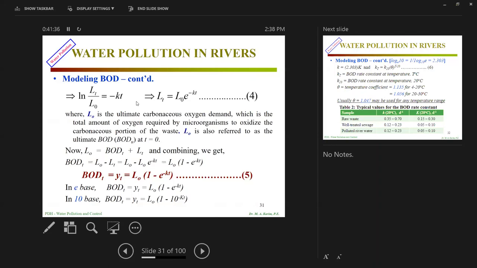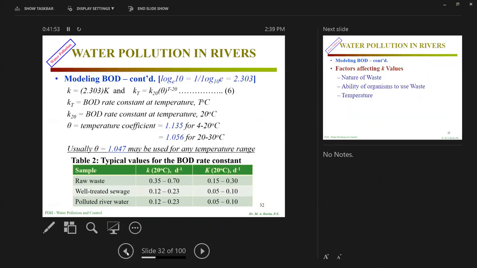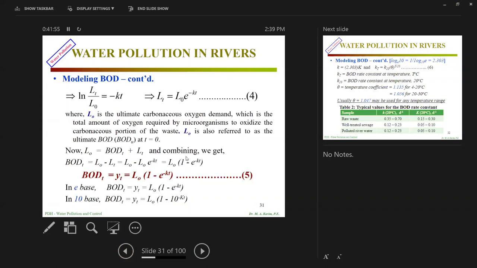How many unknowns do we have in this equation? Number one is the BOD at any time. If I know the 5-day BOD, then I know the BOD as well as t equals 5 days. L0 is the ultimate BOD, and the rest of them are unknown. So it looks like three unknowns: one is the BOD and the time, another is L0, and the other one is k. So four unknowns in this case. If I know any three, then I should be able to find the fourth one.